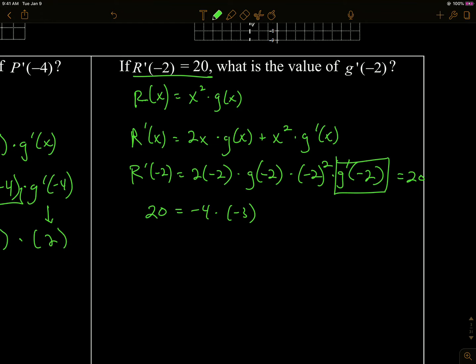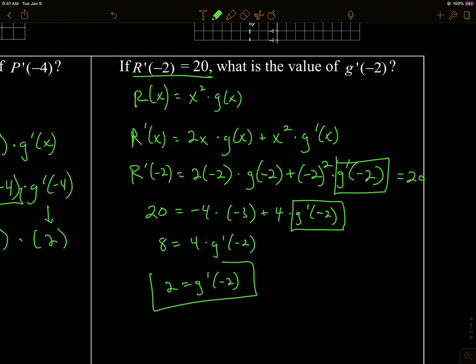This should have been a plus, not the times right there. So plus negative 2 squared is 4, and then times g prime of negative 2. I keep putting an x there, because that's the thing I'm thinking of as my x that I want to solve for. So I multiply negative 4 times negative 3, I get 12. I subtract it from 20, I get 8. So then if I divide by 4, I get 2 equals g prime of negative 2.